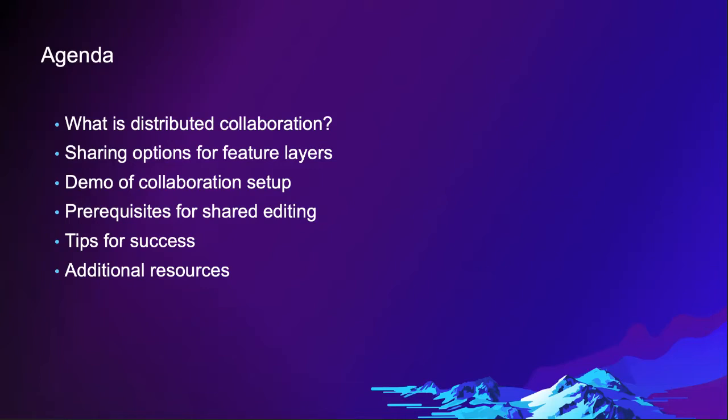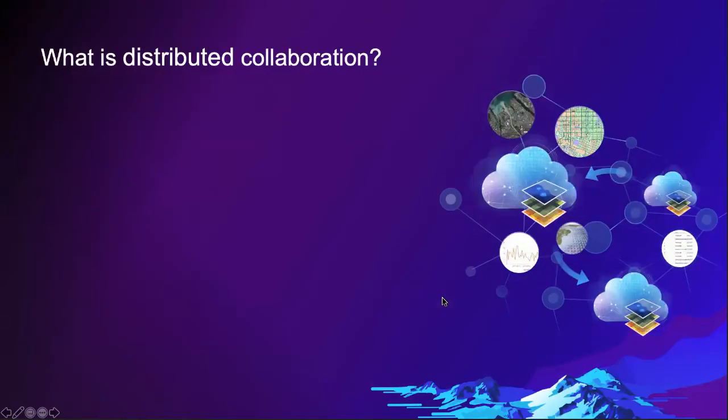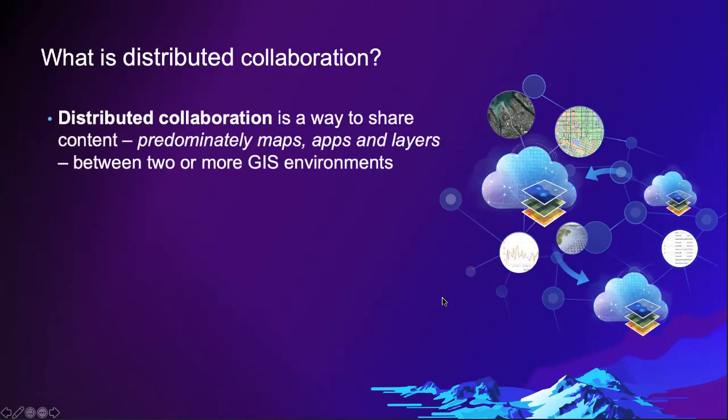All right. So what is distributed collaboration? Let's talk about that first. Collaboration is a way to share data content, predominantly maps, apps, and layers, between two or more GIS environments. That's a point I really want you to look at: two or more GIS environments.